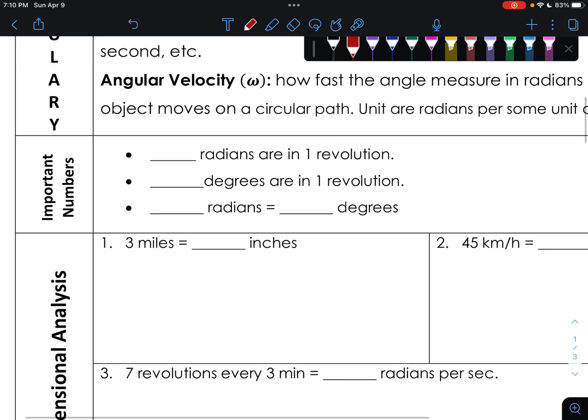So some important numbers that we need to recall that we've already learned. If we go one full revolution, one full time around a circle, in radians, that would be 2 pi. In degrees, that would be 360 degrees. So what you need to know is that 2 pi radians is equal to 360 degrees. So those are important numbers. We're going to use those throughout this lesson.